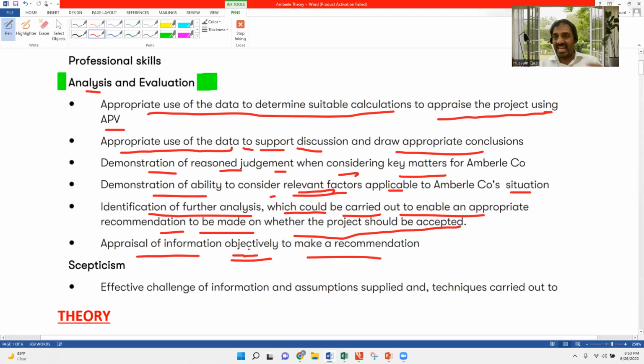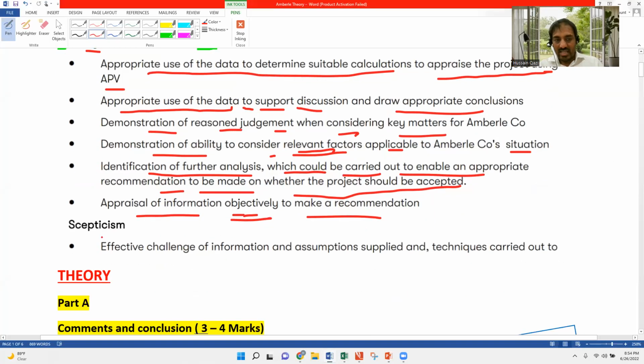Objectively means analysis of the risk and benefit, not affecting the conclusion. Skepticism means challenging the information and challenging the assumptions. That's carried out for a better decision.